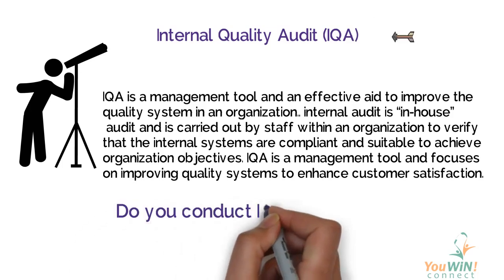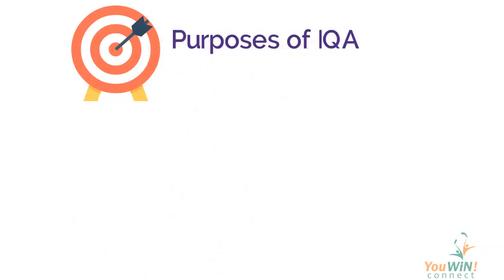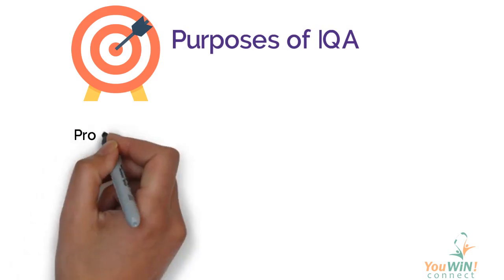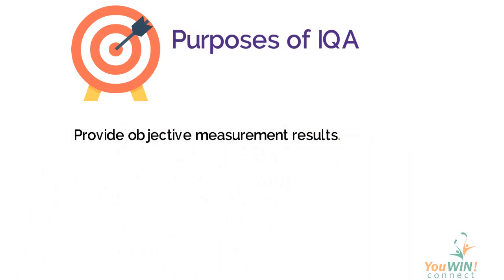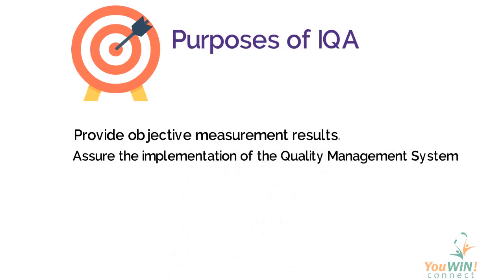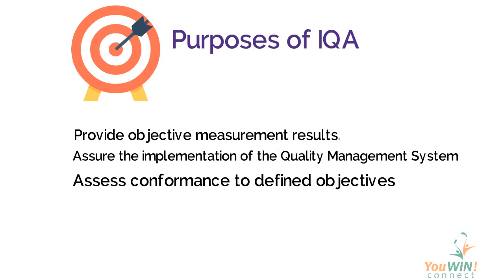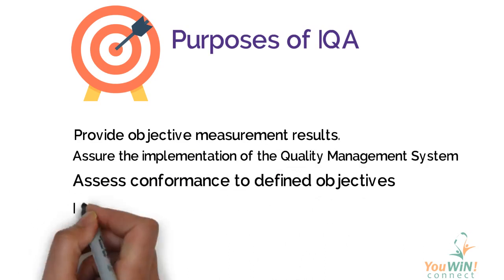As SMEs, do we conduct IQA in our businesses? The purposes of IQA in our businesses would be: 1. To provide objective measurement results. 2. Assure the implementation of quality management systems. 3. Assess conformance to defined objectives stated in our businesses. And 4. Identify opportunities for improvement.